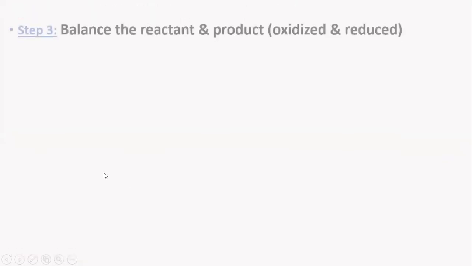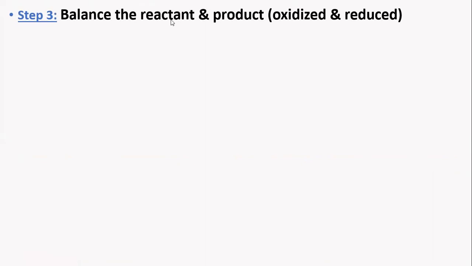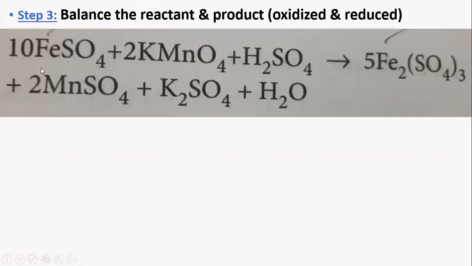And in the third step, we have to balance the reactant and the product, that is, which is oxidized and which is reduced. So oxidized means it is said to be a reducing agent or reductant. Reduced means it will be the oxidizing agent or oxidant. Okay. So just recall the point whenever you are seeing these kinds of words.